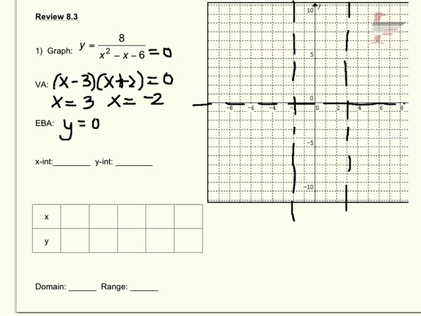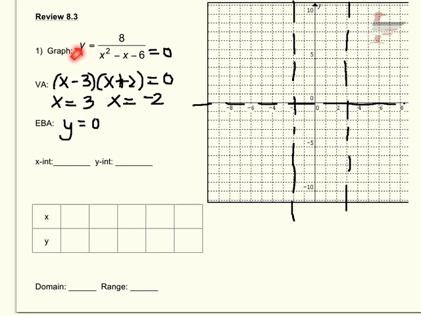And rule of thumb, however many vertical asymptotes you have, you're going to have one more piece of graph. So if I have 2 vertical asymptotes, I'm going to have 3 pieces of graph. So I better test some points to the left of this vertical asymptote, in between the 2, and to the right of the last one. But first I can find my x-intercepts.